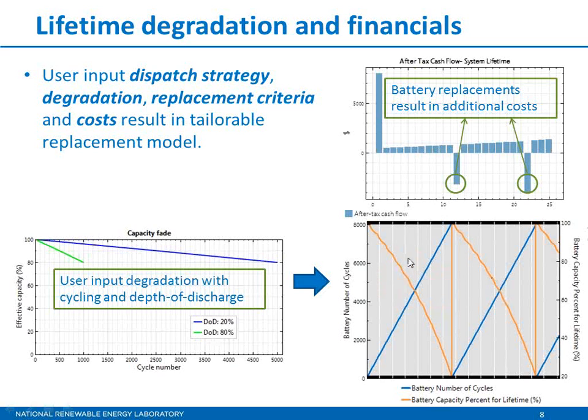This bottom right graph shows basically what I said. The blue line is the number of cycles, and the orange line is the battery capacity relative to the original capacity. As the number of cycles increases, the battery capacity decreases until the point where it gets down to 20%, and we replace the battery.